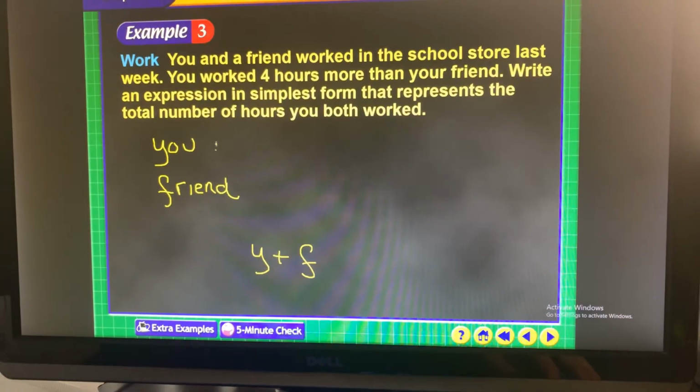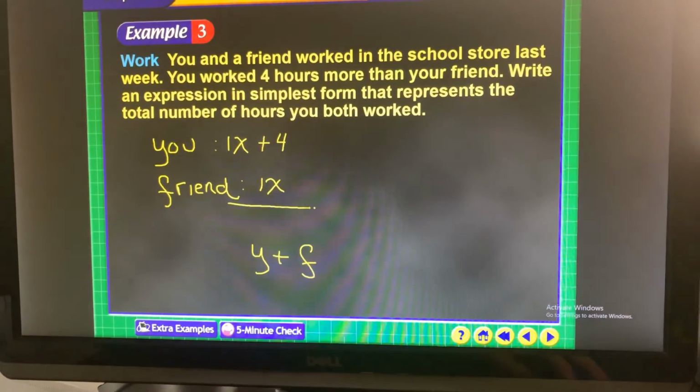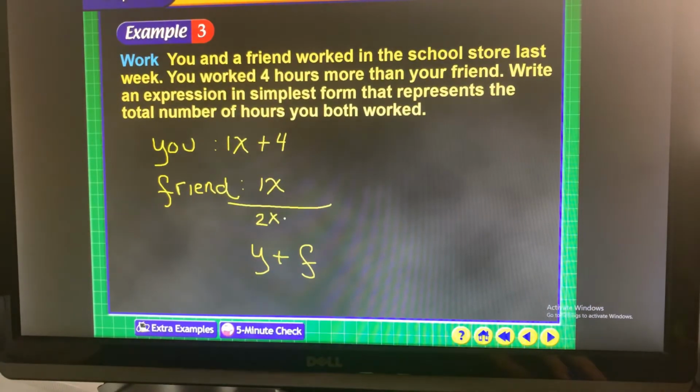So let's figure out what we know. You worked 4 hours more than your friend. Well, how much did your friend work? You don't know. But you know that you worked 4 hours more than your friend. So together, so put them together, 1 and 1 makes 2x plus 4. That's you plus your friend.